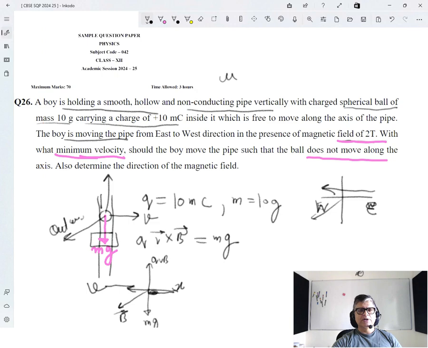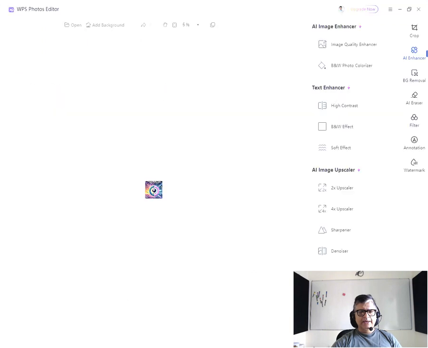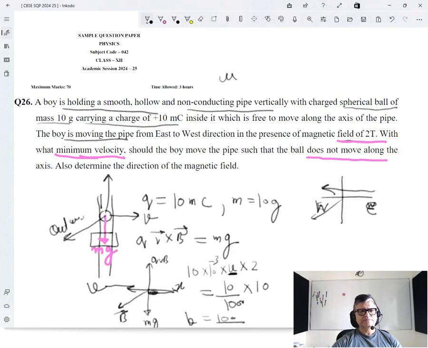Now let's talk about this. What is the minimum velocity? We know the charge is 10 into 10 raised to power minus 3, and the velocity we have to find out. B we already know is 2, and mg is 10 by 1000 into 10. So we have to find the value of this. So V is equal to 100 by 1000.